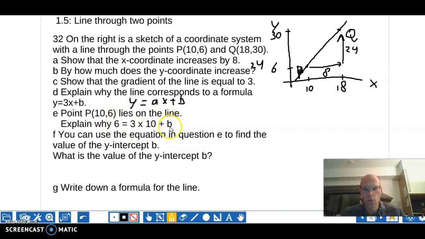You fill in one point: the x number and the y number, you simply fill them in. The x number for x, the y number for y.